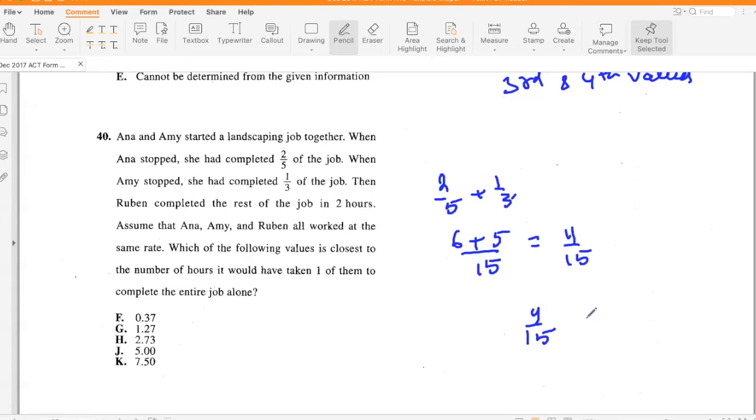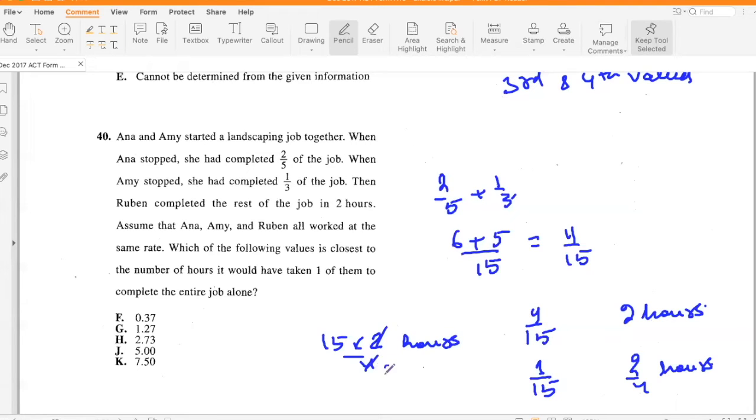So 4/15 was completed in 2 hours by Ruben. So 1/15 would be completed in 2/4 hours. So the entire job would be completed in 15 times 2/4 hours, right? Which is 7.5 hours. So if one of them were to complete the job alone, it would be 7.5.